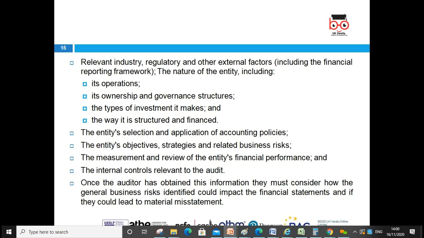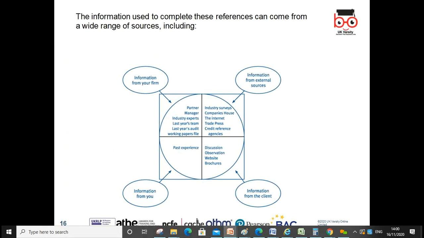So internal control is relevant. Once we get the loan, who authorizes it, how much we borrow, as a country, as a company. So we should have a strong audit department and strong transparency. Okay, next we're looking at the information used to complete these references, which can come from a wide range of sources.